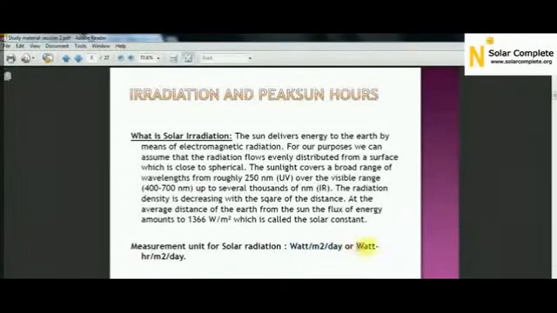Now let's talk about solar energy. Solar energy is also called solar radiation, or solar irradiation. These three names are the same. The measuring unit for solar energy is watt hour per meter square per day. Per meter square per day is the same concept as in solar power, but we have to understand watt hour. Whenever you are talking about energy and the measurement of energy, energy will always be measured in watt hour.